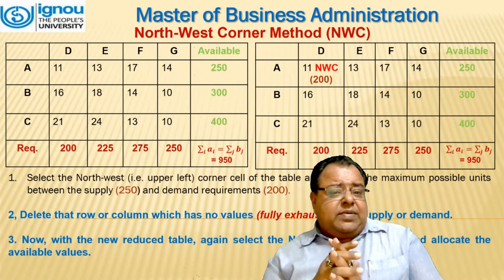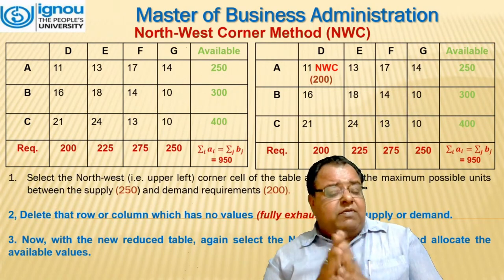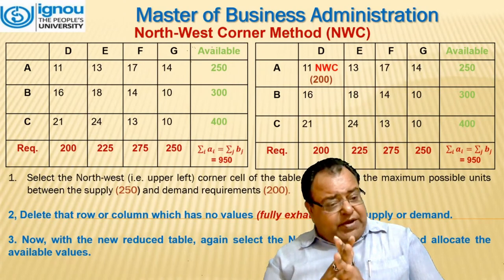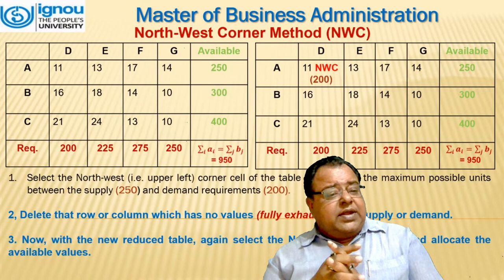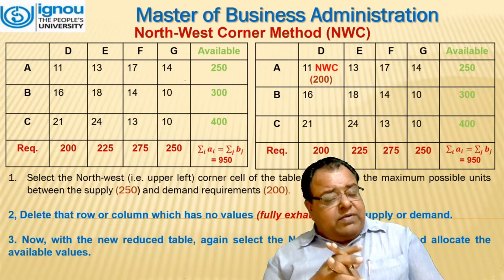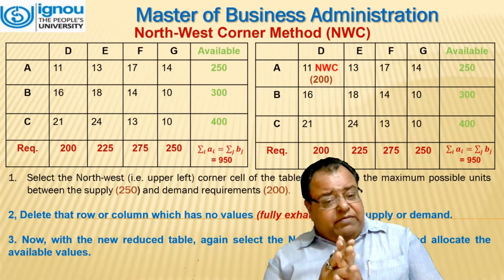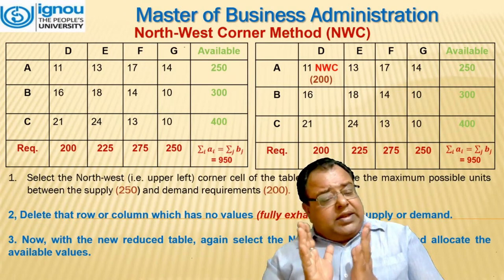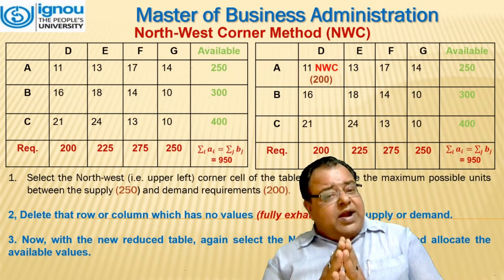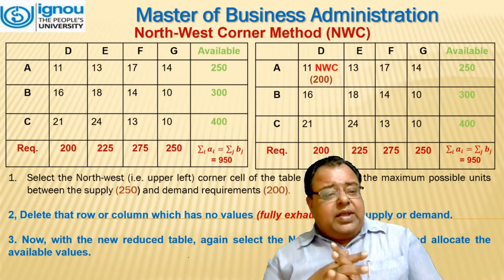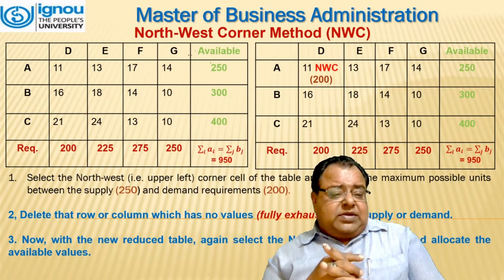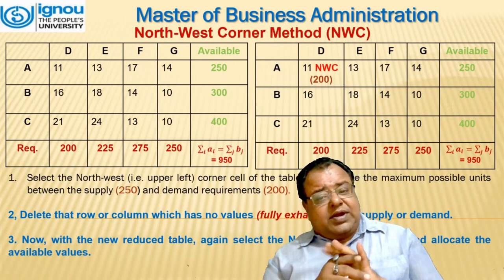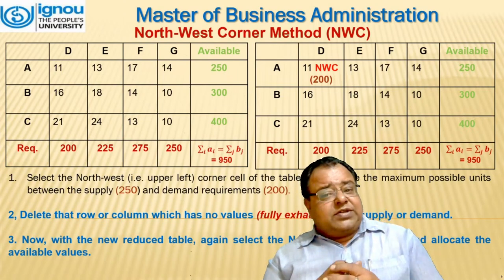So here we can see that the availability is 250, 300, 400, which when we add up comes out to be 950. And the requirement is again 200, 225, 275, 250, that is 950. That means demand is equal to supply, or what is required is equal to what is available. Now, as we said in the northwest corner method rule, we have to take the top left corner, which is here in the first cell, which has a cost of 11 per unit.